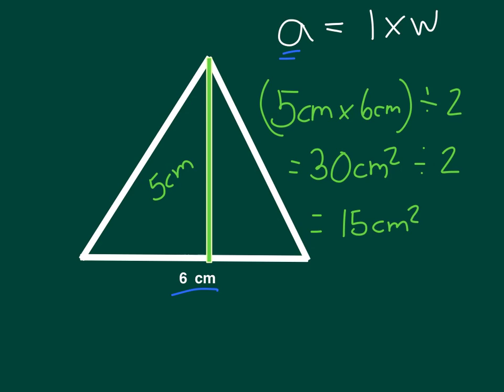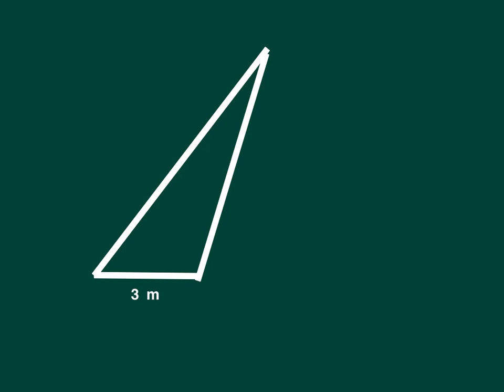Now, sometimes finding the length and width, or base and height as we might say, for a triangle can be tricky depending on what measurements they've given us. Here they've given me 3 meters as a base, which is great, except it's very challenging for me to figure out what the height of this particular triangle is.